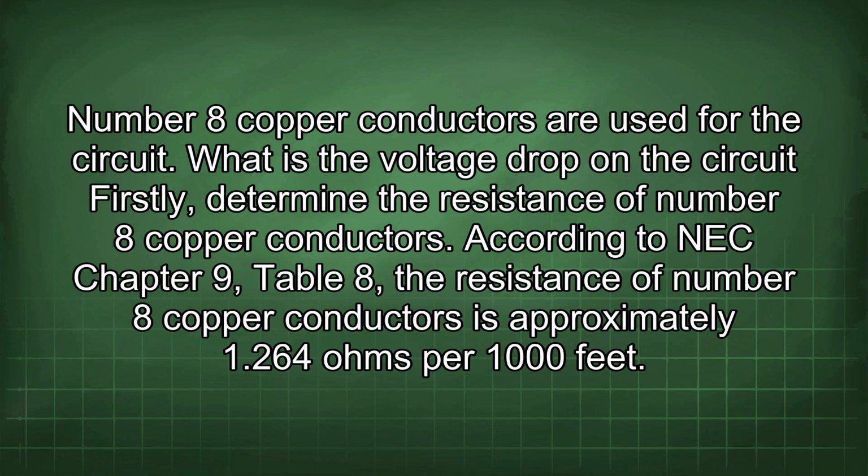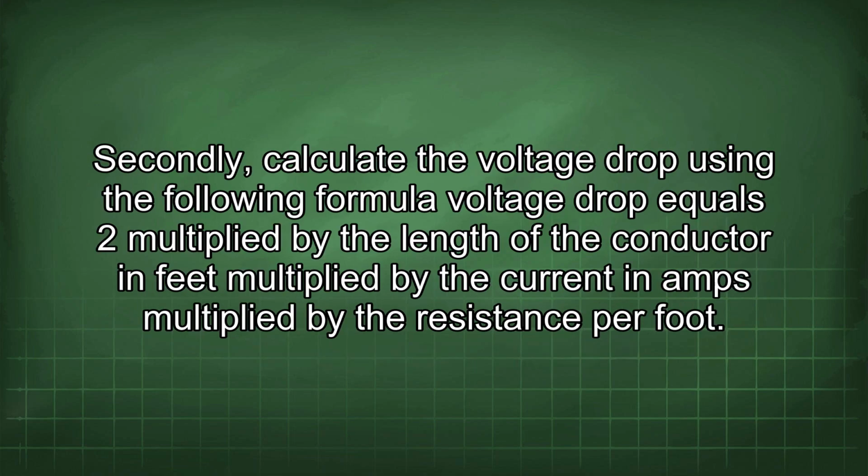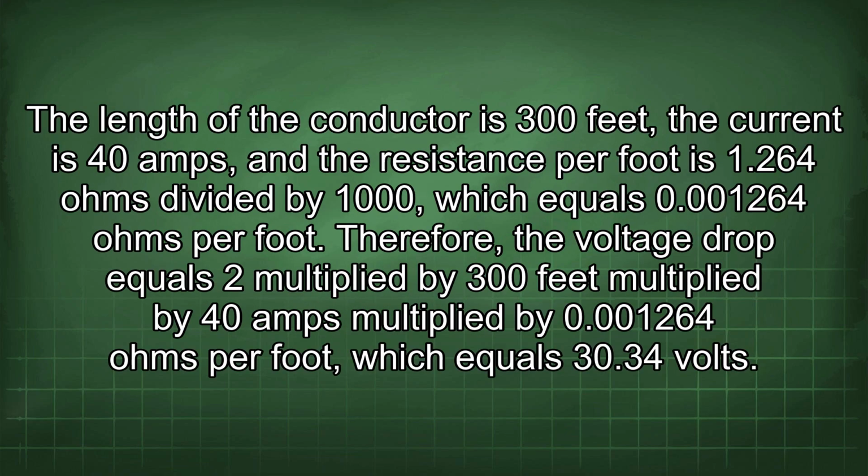Firstly, determine the resistance of number 8 copper conductors. According to NEC Chapter 9, Table 8, the resistance of number 8 copper conductors is approximately 1.264 ohms per 1000 feet. Secondly, calculate the voltage drop using the following formula. Voltage drop equals 2 multiplied by the length of the conductor in feet multiplied by the current in amps multiplied by the resistance per foot. The length of the conductor is 300 feet, the current is 40 amps, and the resistance per foot is 1.264 ohms divided by 1000, which equals 0.1264 ohms per foot.